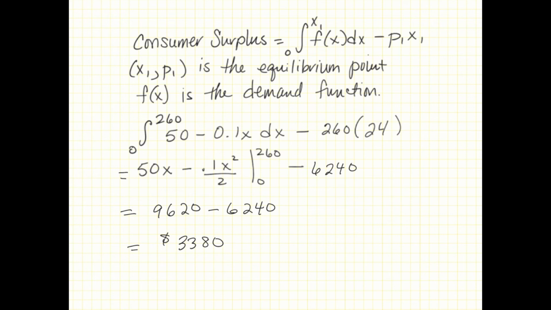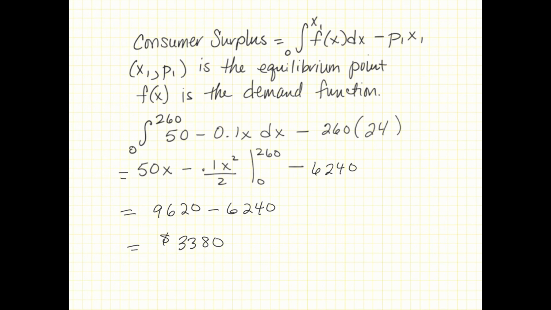The P1, X1, that is the equilibrium point, is the XY coordinates of that point, and that is the height times the width of that rectangle we were talking about. So the integral is the area underneath the top function, and we're subtracting off the area of the rectangle. We don't need an integral to find the area of the rectangle because it's just width times height.